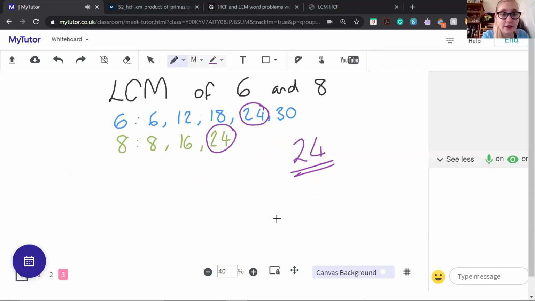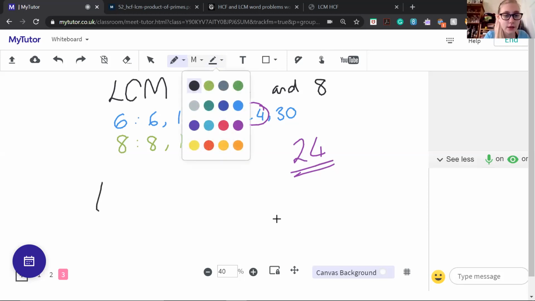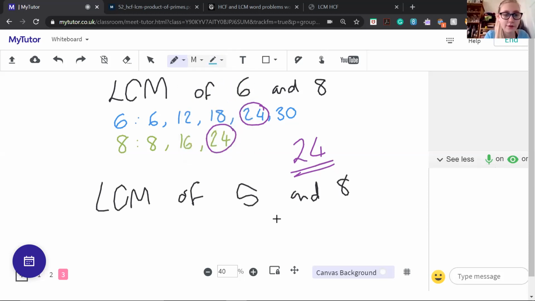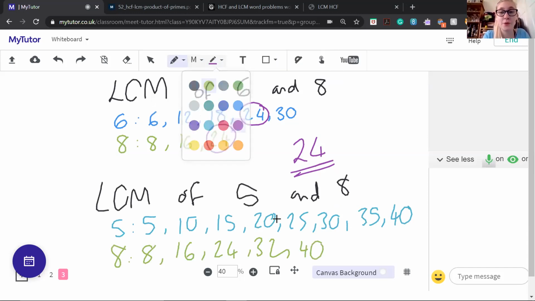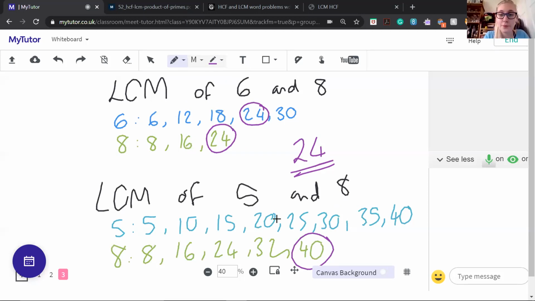Let's do 5 and 8. Lowest common multiple of 5 and 8. So for 5, we have 5, 10, 15, 20, 25, 30, 35, 40. For 8, we have 8, 16, 24, 32, 40. So you see the smallest here, and you'll understand why in a moment once we do it with prime factorization. But it's 40, which is equal to 5 times 8. So you'll never have to go past that.